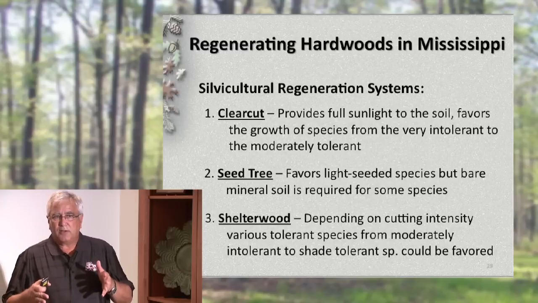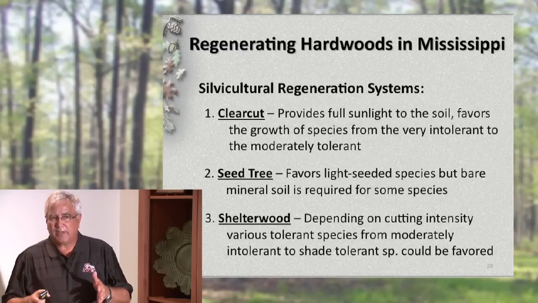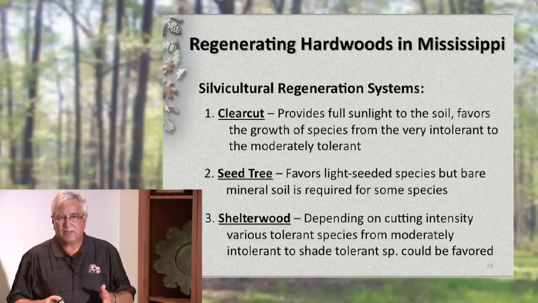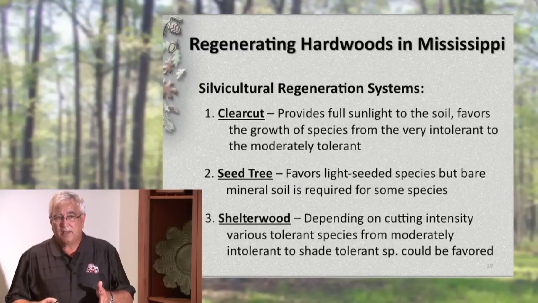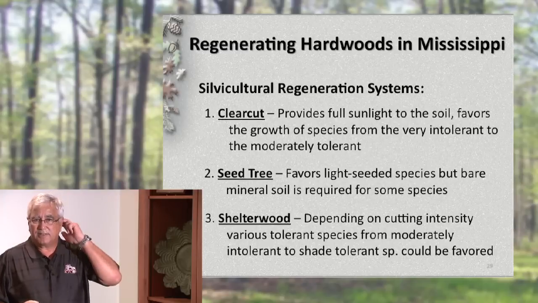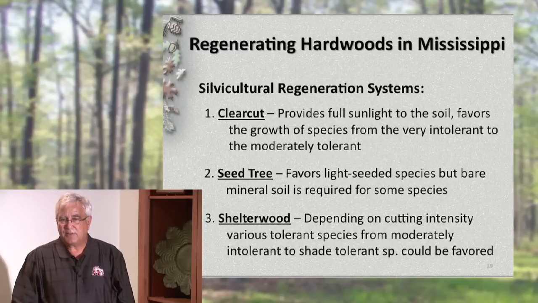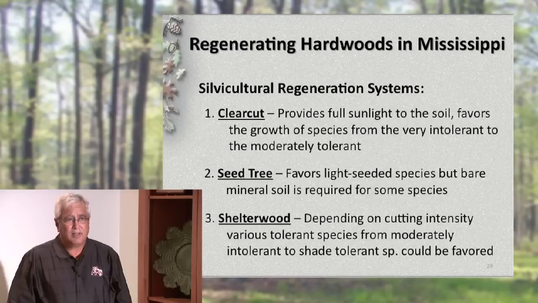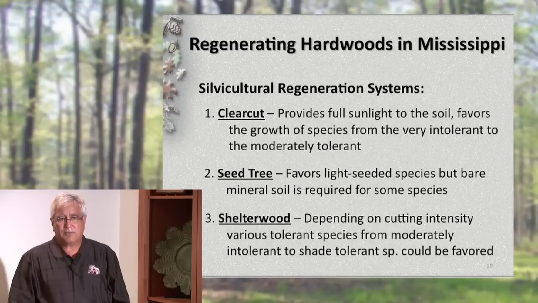So what type of silvicultural regeneration systems will we use? Well, for clear cuts, we need those that provide full sunlight to the soil, which favors the growth of species that are very intolerant, and for the most part, it's going to be light-seeded species. However, along the edges of the stand, you'll find that we have the heavier seeded species such as oaks and pecan. Seed trees, this is going to favor light-seeded species, and has bare mineral soil required for most of the wind-blown species. And then finally, shelterwood.